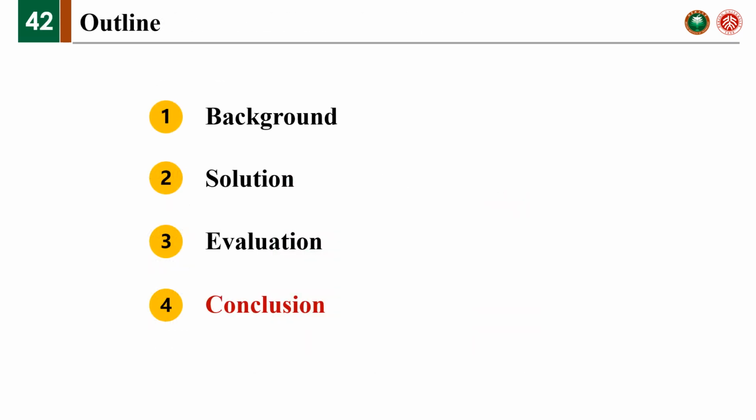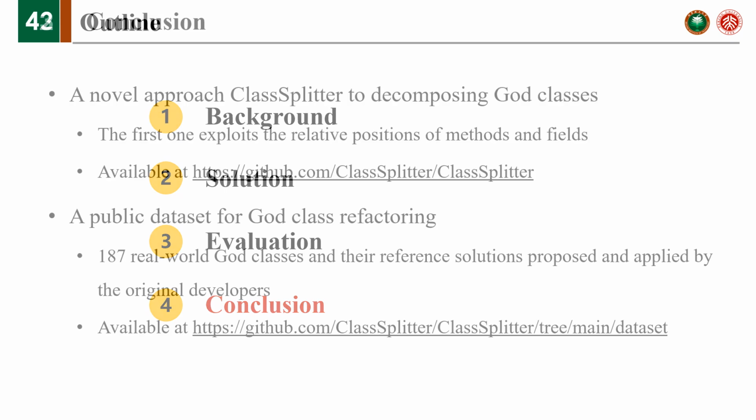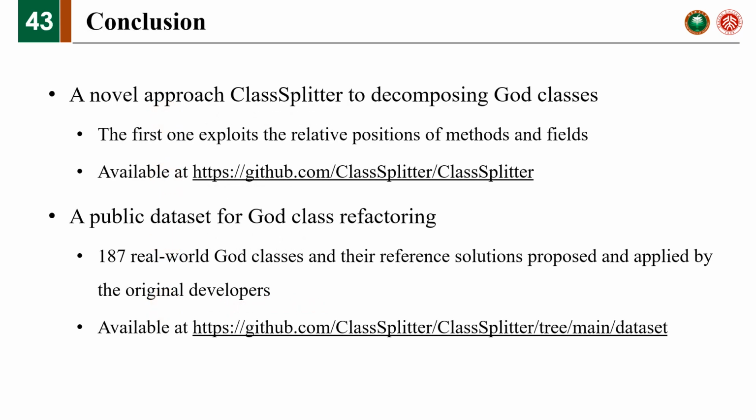Finally, I will summarize our paper. We propose a novel approach, ClassSplitter, to decomposing God classes, which is the first one that exploits the relative positions of methods and fields. And we present a new dataset containing 187 validated real-world God classes and their reference solutions applied by the original developers. Both are available on GitHub.